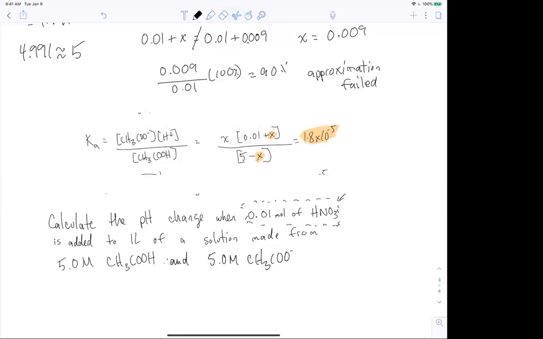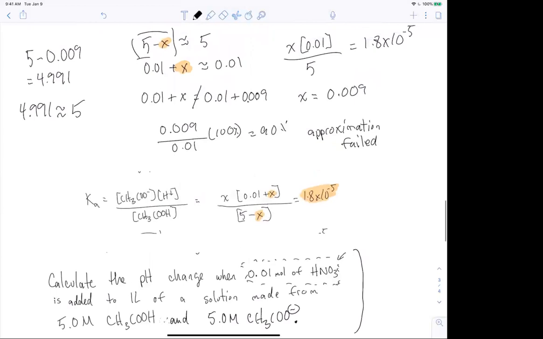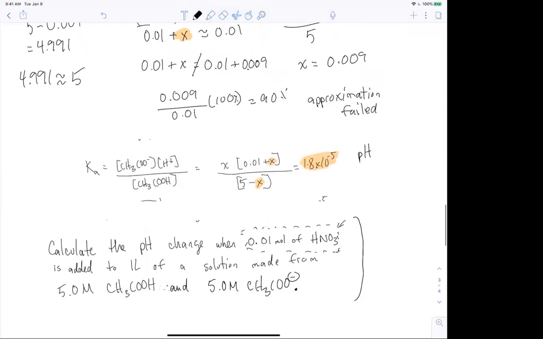Okay, so here you're dealing with a buffer. So what you want to be drawing, the conclusion, what you want to draw is you calculate the pH for this one where you don't have the buffer, and then we calculate the pH for this one where we do have a buffer, and we look at the difference between those. And what you should see is that the buffer concentrations don't change a whole lot. That's sort of where we're driving towards here.